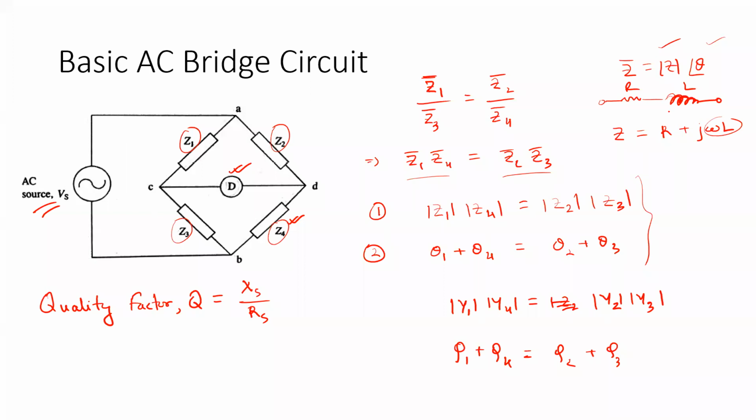And also if they are connected in parallel, we can take the parallel combination and represent it in this format, a summation of a real part plus an imaginary part. Then we can say that the real part is the equivalent series resistance and the imaginary part will be the equivalent series reactance. Now the quality factor is defined as the ratio of the equivalent series reactance to the equivalent series resistance. Now, what does the quality factor signify?